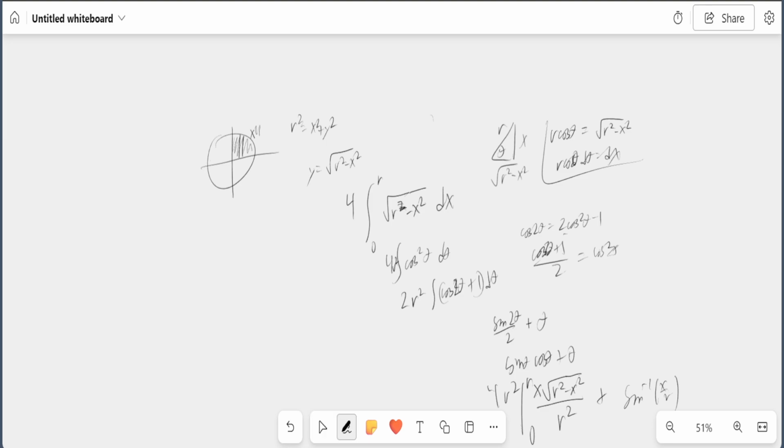This, when we plug in r, so this is going to be 4r squared. When we plug in r, this will be 0 because r squared minus x squared is going to be 0. Sine inverse 1 is pi over 2. And then when we plug in 0, this is going to be 0 and this is going to be 0. So this is equal to 2 pi r squared. I messed up somewhere again, because we should be only getting pi r squared.